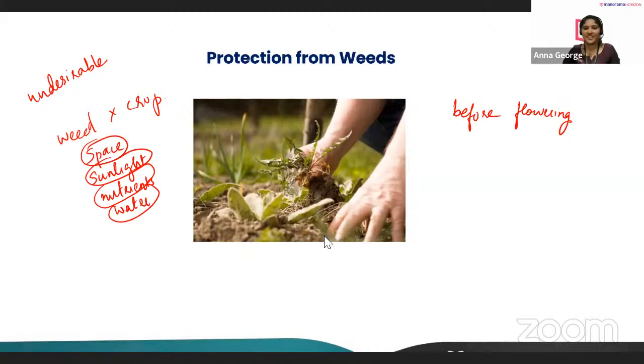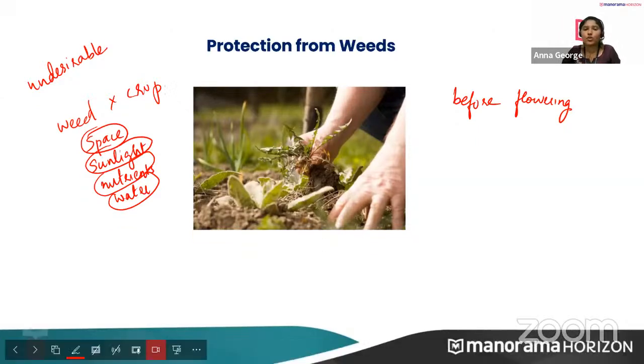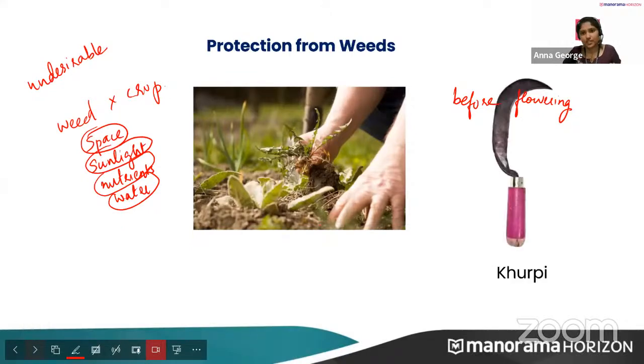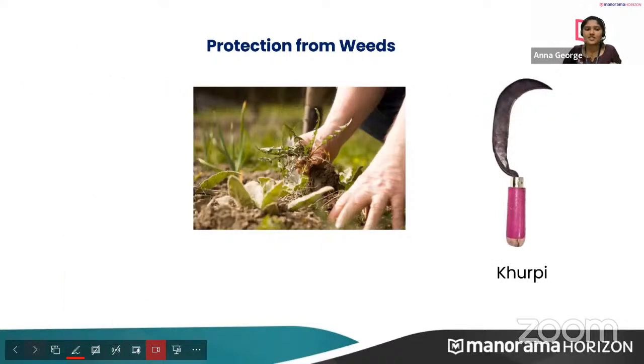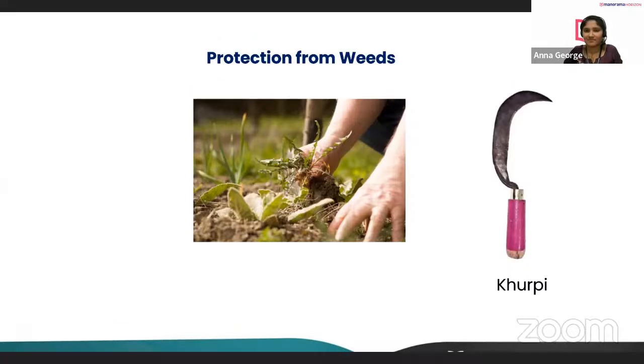Yes. Okay. So there is some tool for this removal of weeds. It is called kurpi. Has anyone of you seen this kurpi? Do you have that in your home, or in your field? Okay, yes. So this is kurpi. This helps protect the plants from weeds. We can just use this kurpi and remove these weeds.